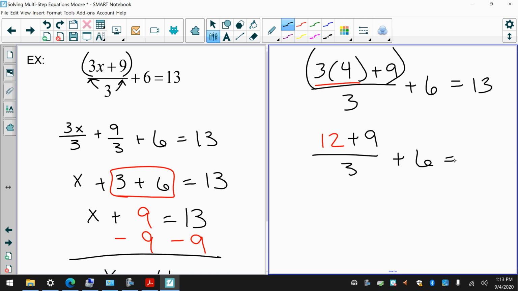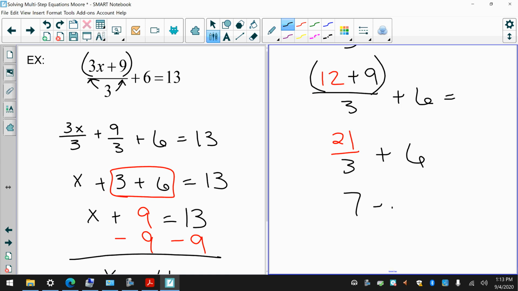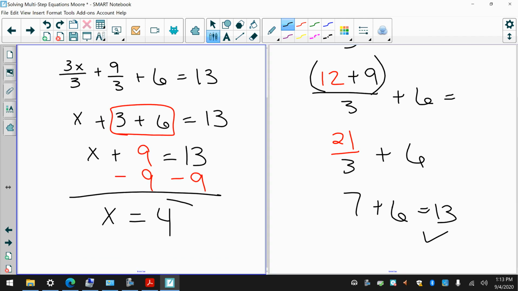And now we're going to continue doing the top here because it's in parentheses. So 12 plus 9 is 21 divided by 3 plus 6. 21 divided by 3 is 7. 7 plus 6 is 13, which checks out. All that means is that this is my correct answer.